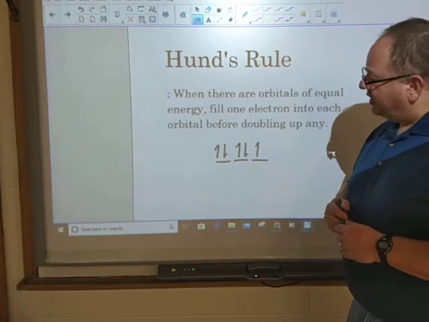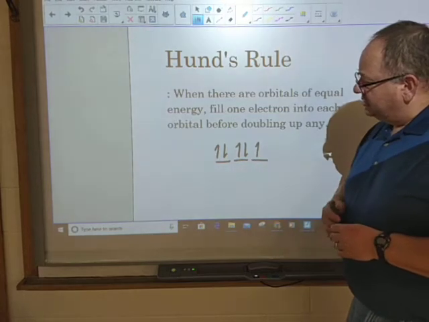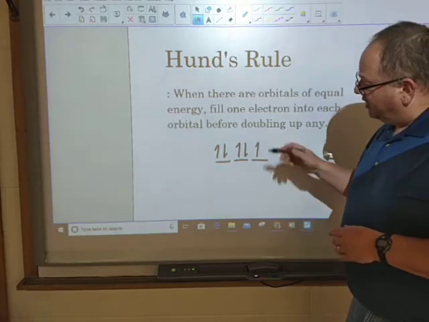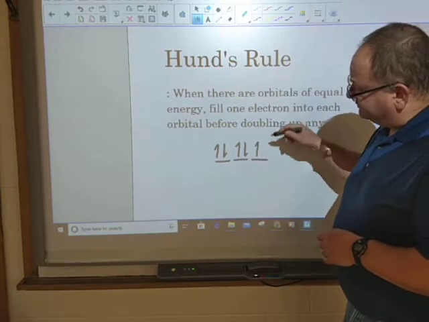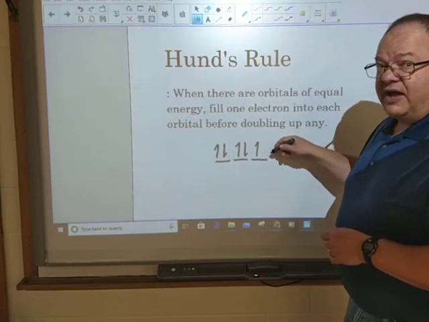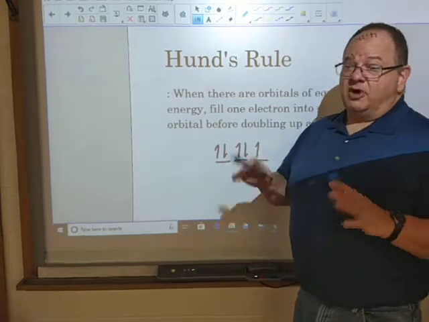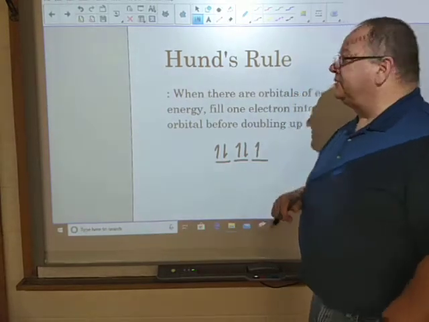There's my 5 electrons split up. 2 of the orbitals are filled, 1 orbital is not filled. Spoiler alert, that guy's going to want to fill that up. When we get to chemical bonding, that is important.